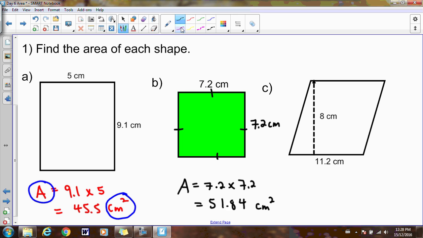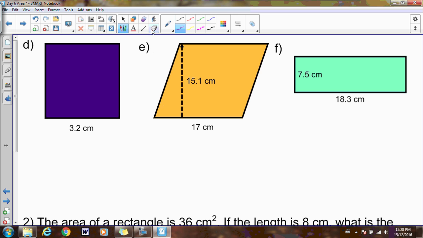The next one here is a parallelogram, so we're going to use the formula base times the height. So the base here is 11.2 multiplied by the height, which is 8, and you're going to get 89.6 centimeters squared.